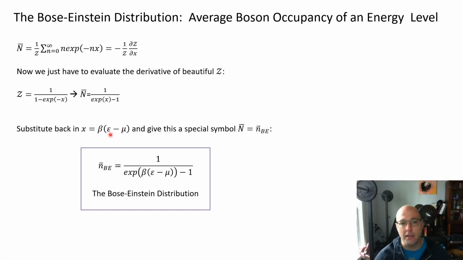So let's substitute back in x so that we're back in physical symbols. And as before, we're going to give this average occupancy a special name, little n bar sub BE for Bose-Einstein. So n bar BE is 1 over e to the positive beta (epsilon minus mu) minus 1. That is the Bose-Einstein distribution. So this looks just like the Fermi-Dirac distribution, except there's a minus instead of a plus. It makes it easy to remember, but it also makes it easy to mix them up. So don't mix them up. That's a horrible affront to the gods of thermal physics.